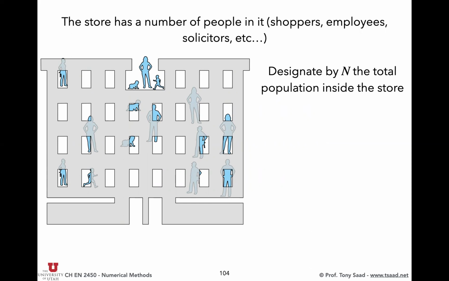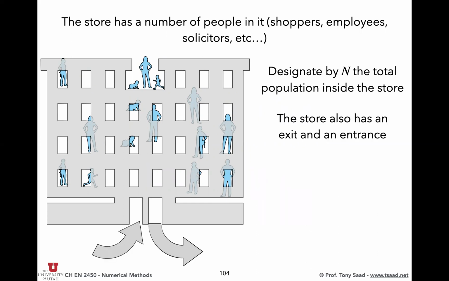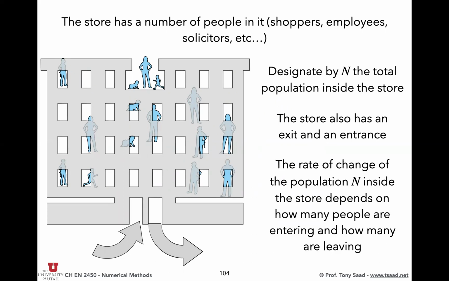I'm going to try to move the video, it's in my way. Okay, so we describe by n the total population in the store, and the store has an entrance and an exit. Obviously, that's a realistic store. Now, the rate of change of the population n inside the store is obviously dependent on how many people are coming in and how many people are going out, right? So that population will increase if more people are coming in than leaving, and it will decrease if more people are leaving than coming in. It will stay the same if the same number of people comes in and the same number of people leaves.